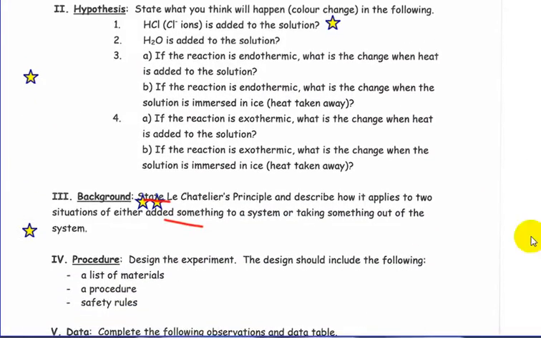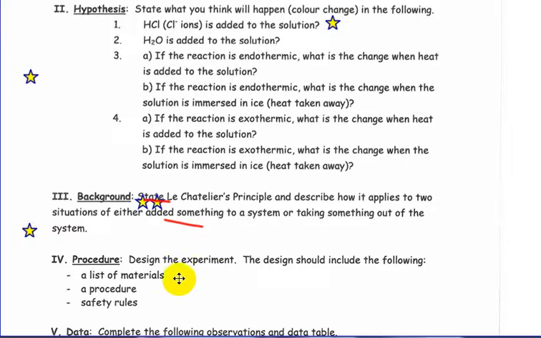And you need to answer the background question, state Le Chatelier's principle, and state how it applies to two situations: if something is being added or something is being removed. So just kind of comment on that, and you might be able to squeeze that in just simply right here.